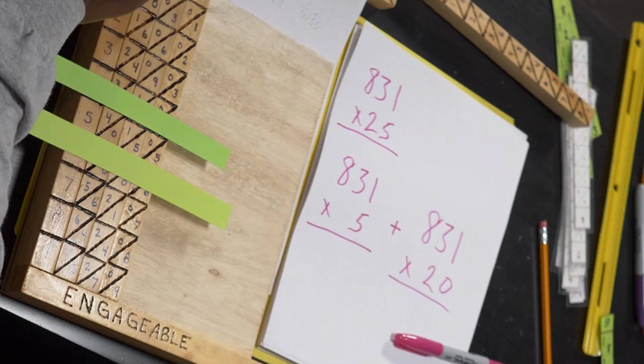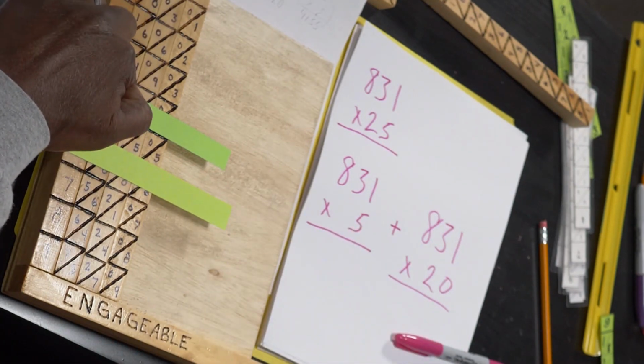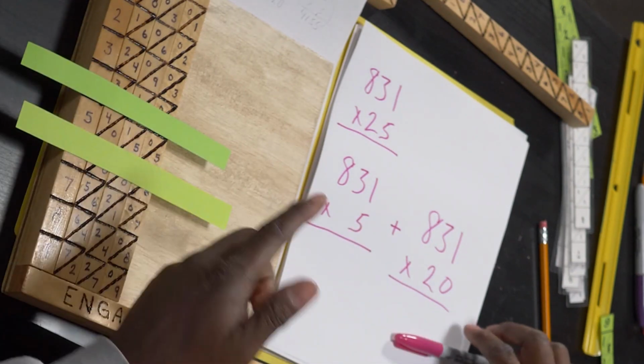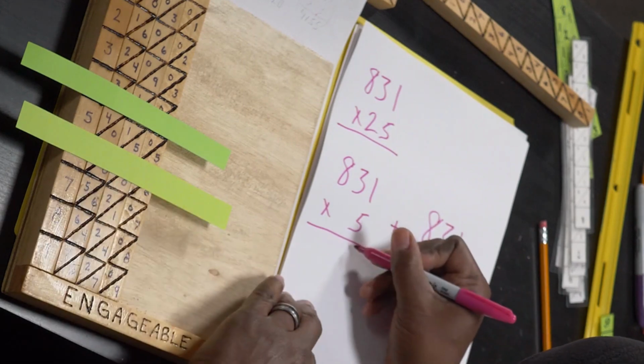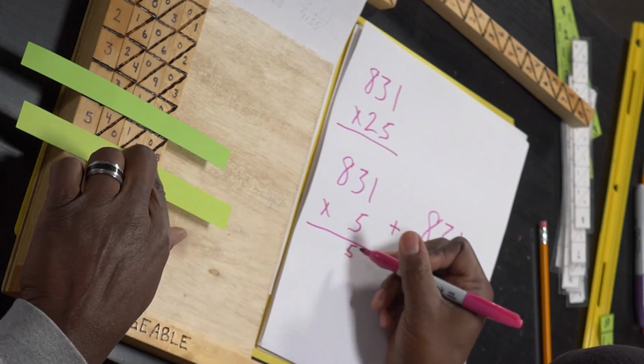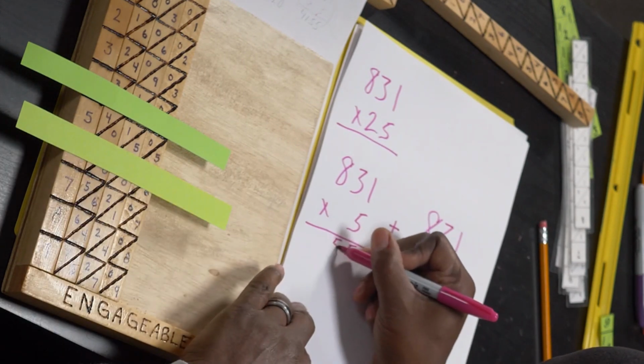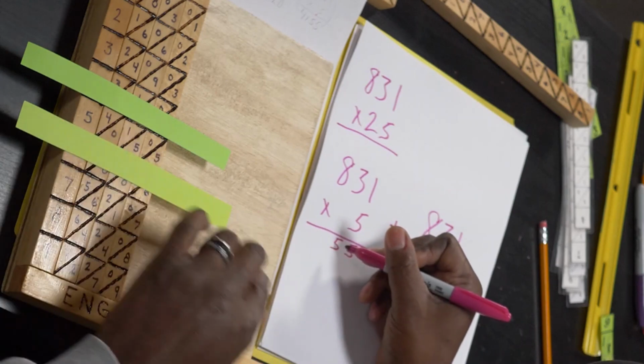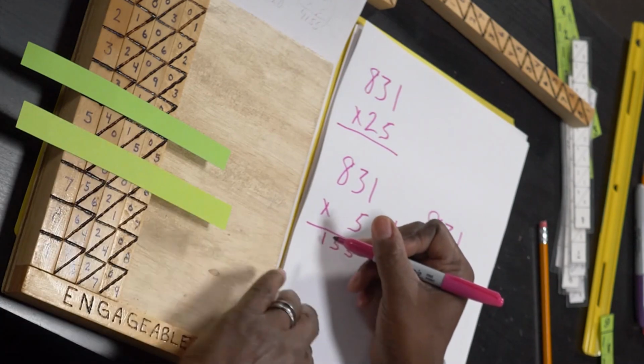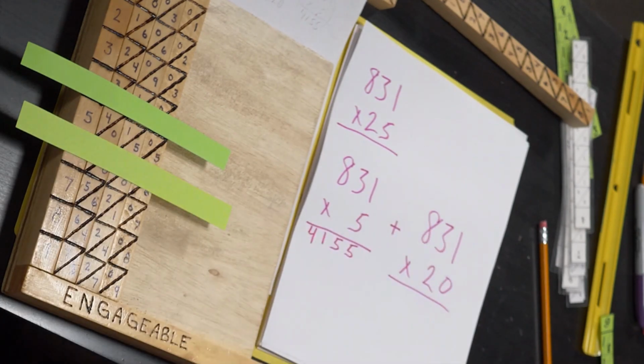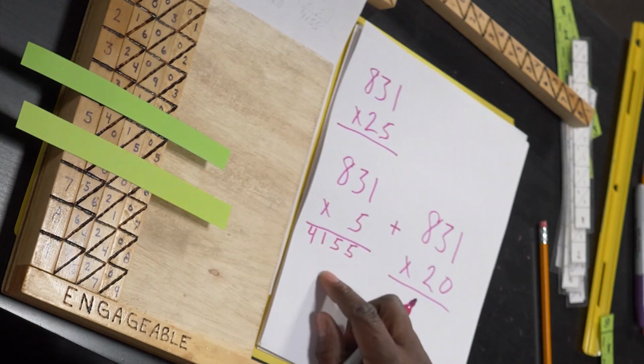So you're looking at 831 times 5. So I'm just going to write that product down. There's a 5 there. There's a 0 plus 5 there, so that's 5. There's a 1 plus 0 there, so that's 1. And there's 4 there. So the product of 831 times 5 is 4,155.